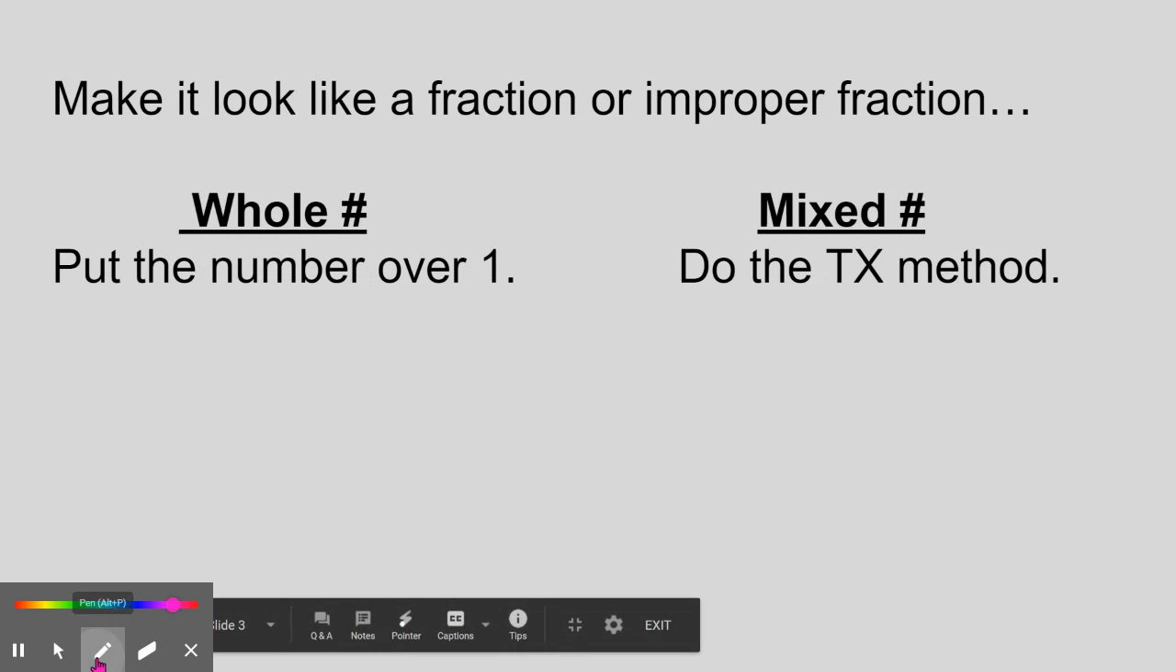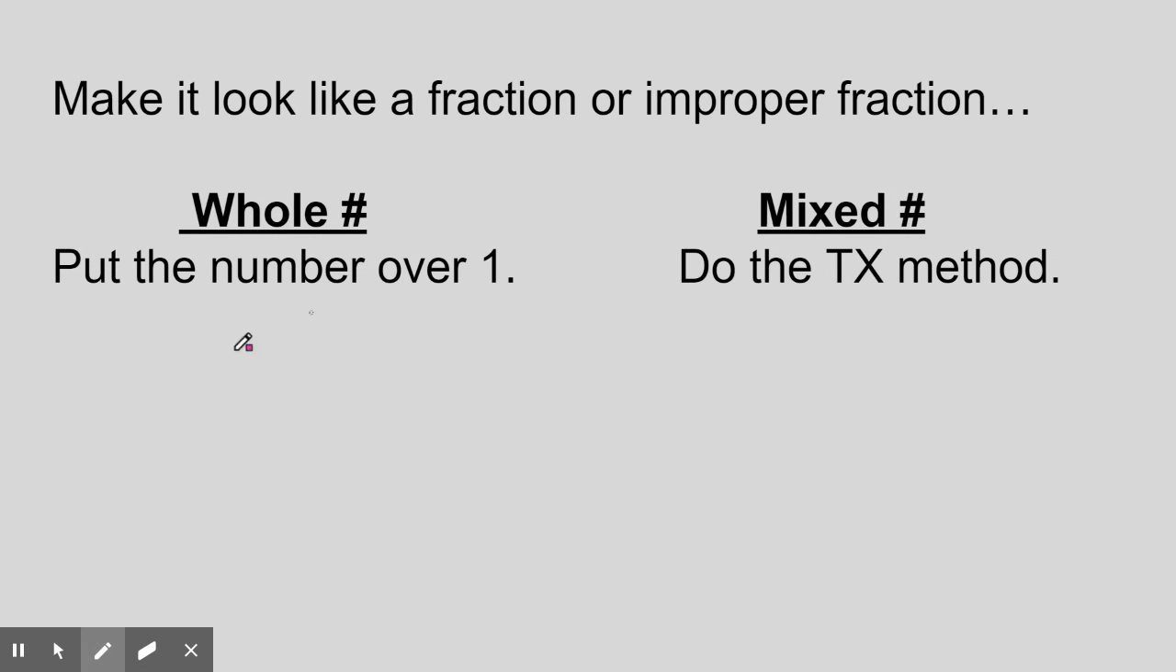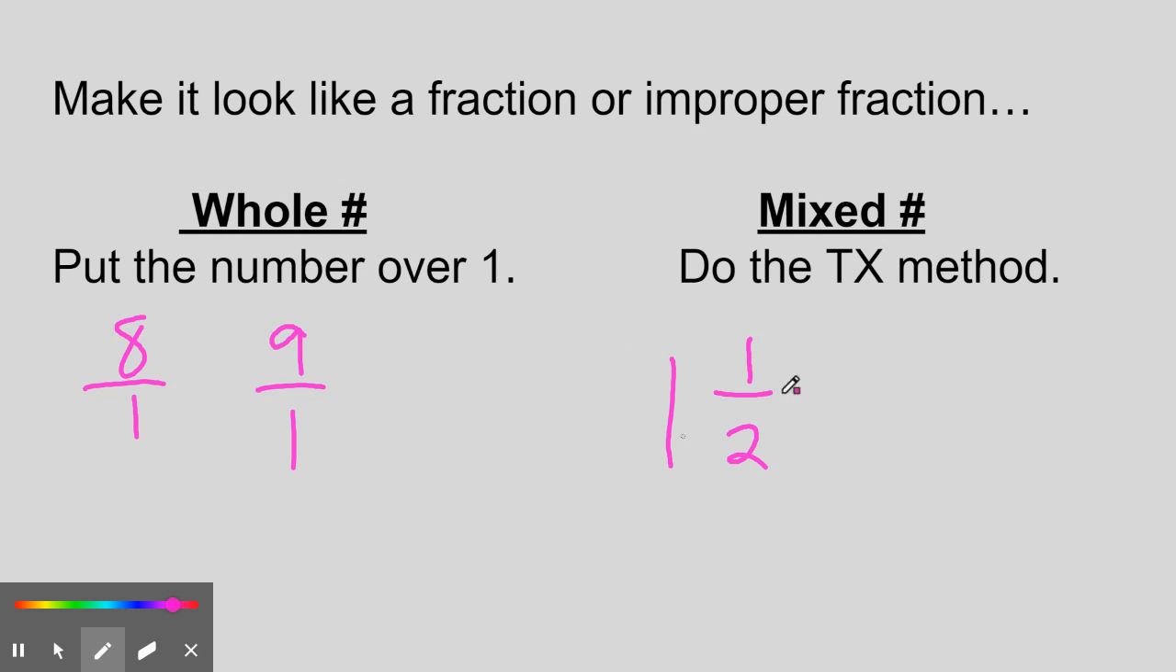So a couple things we need to know as well is when I have a whole number and I am multiplying it by a fraction, I also need to make that whole number a fraction. I do that by putting a 1 in the denominator. The other thing we have to know how to do is to take a mixed number and make it into an improper fraction. I cannot multiply using a mixed number. That is why we have to make it improper.